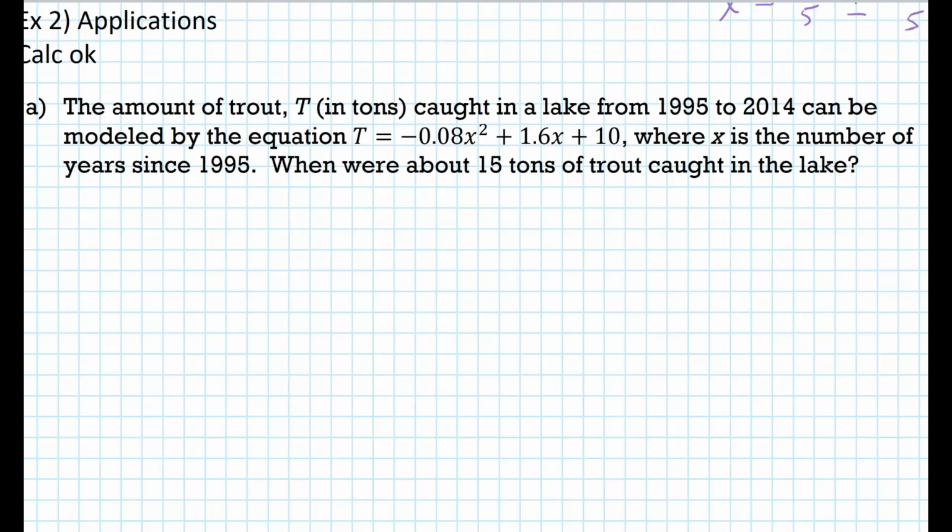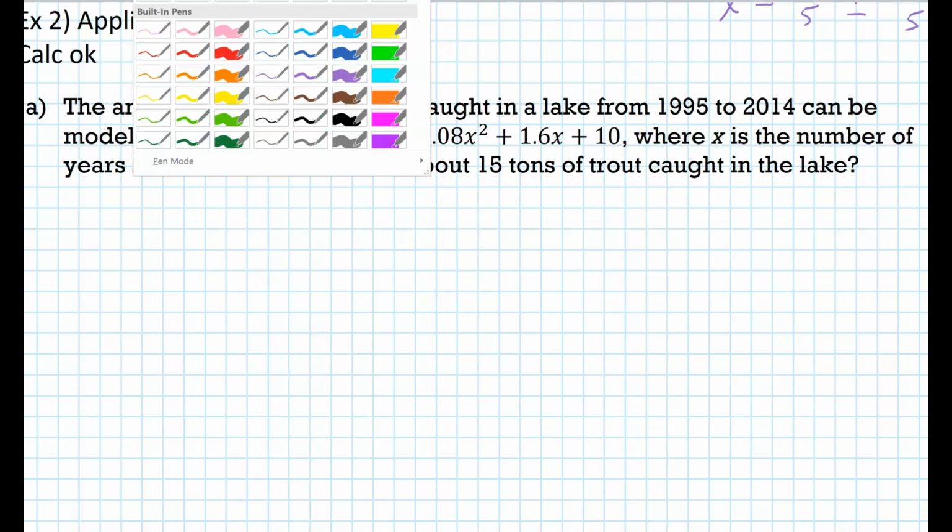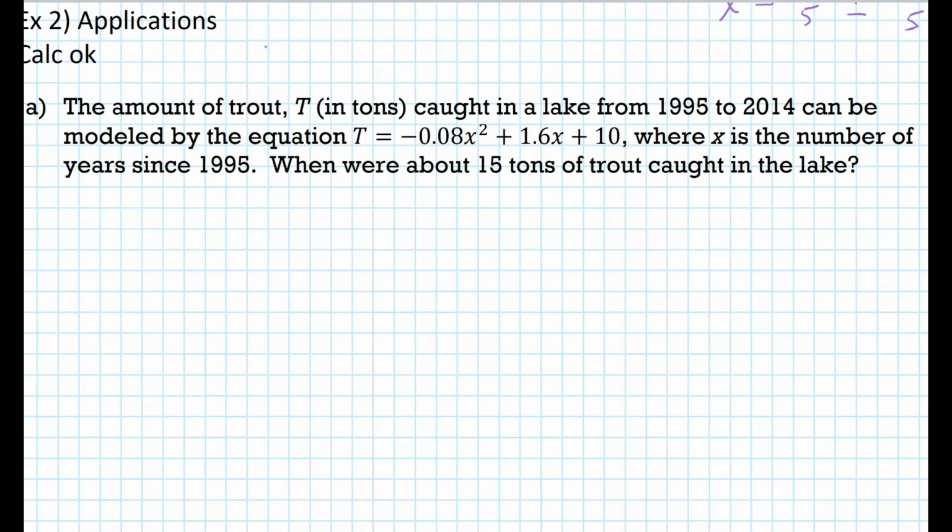Okay, so thoughts on what we would do to solve this? Plug in 15 for T. Exactly, because we're looking at the when, and the when is the x, and the T is the amount. So we get 15 is equal to negative 0.08 x squared plus 1.6 x plus 10.